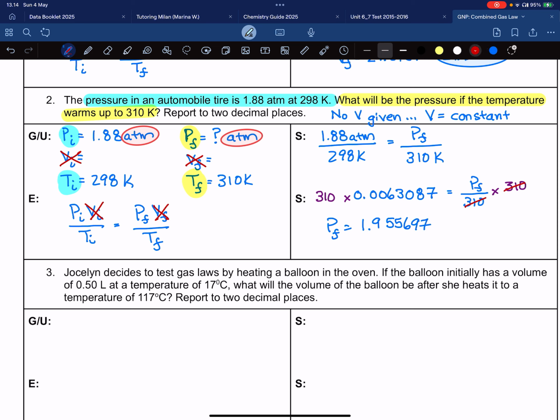And I'm going to get 1.955697. It told me that I want 2 decimal places. So that is my second decimal place. The number behind it is a 5, so I'm going to round that up to 6. So my final answer is 1.96, and my unit is atmospheres.